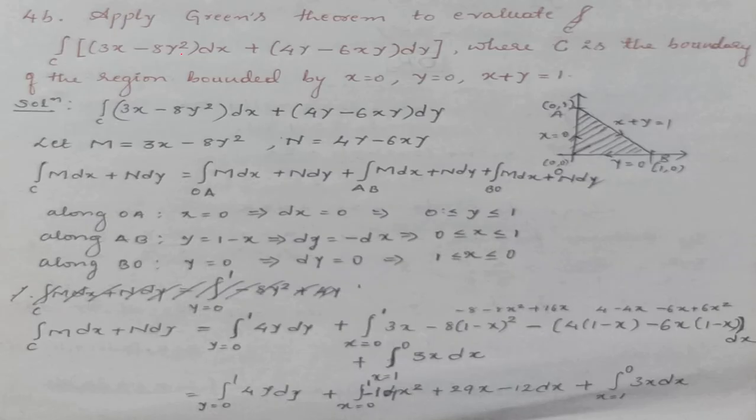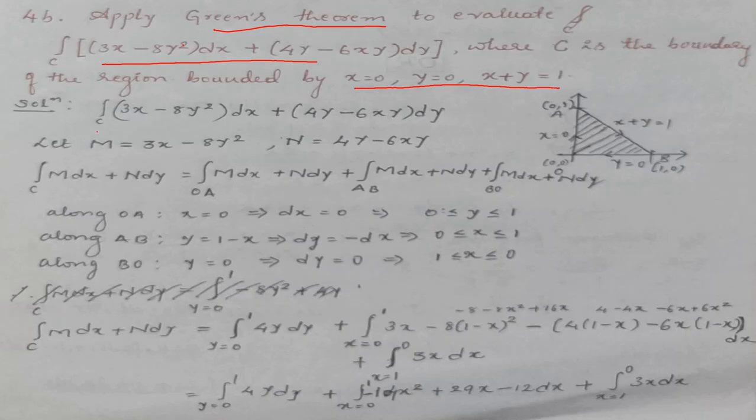Apply Green's theorem to evaluate the integral of m dx plus n dy, where C is the boundary of the region bounded by the lines x equal to 0, y equal to 0, and x plus y equal to 1.